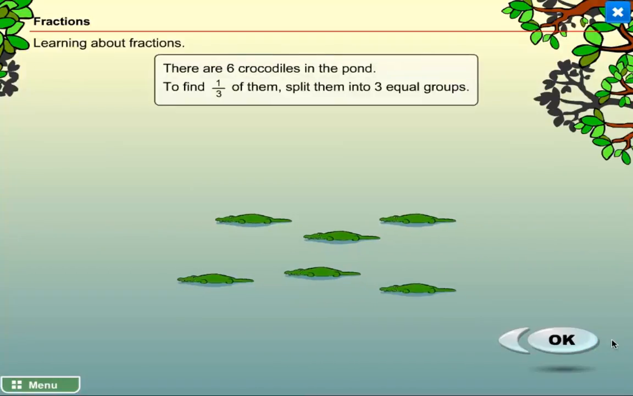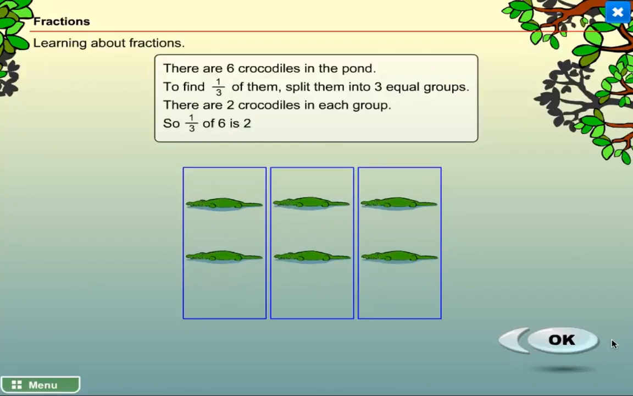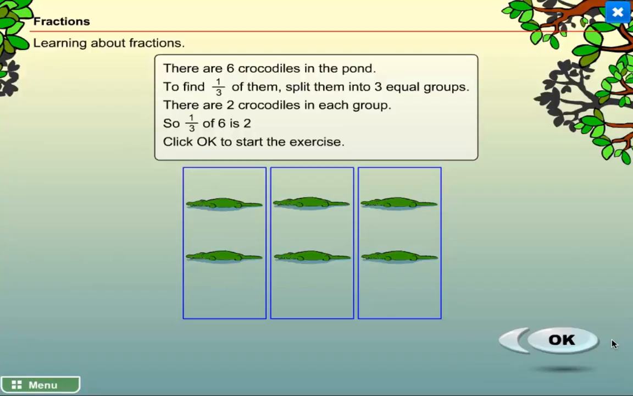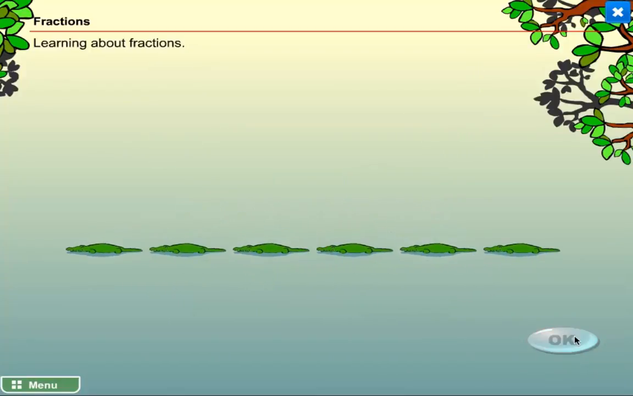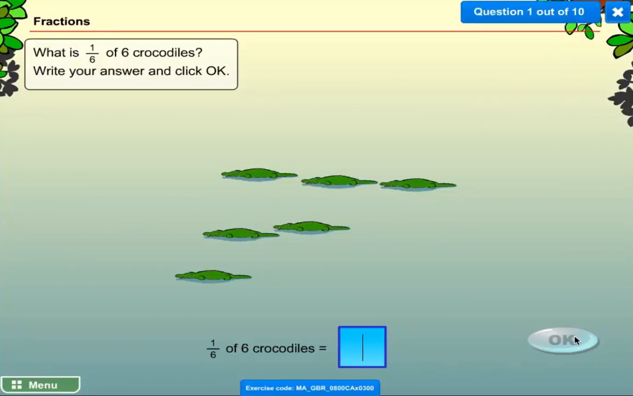To find 1/3 of something, split it into 3 equal groups. Once the student is comfortable with the tutorial section, then they'll move forward to the exercises. Now here's something very important. Here we have the exercise section, which is made up predominantly of 10 questions.